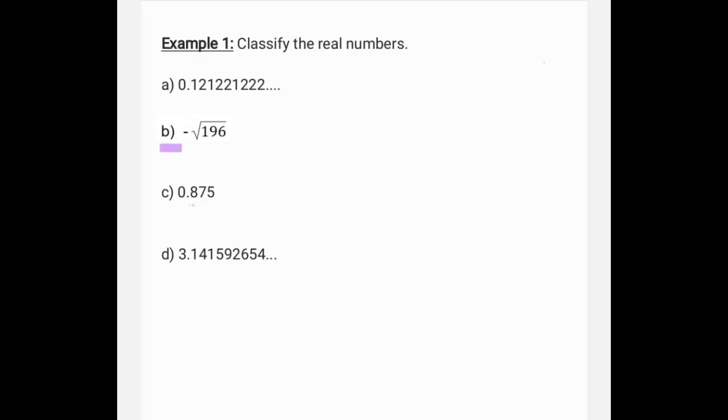Let's talk about B. Is B a rational or irrational number? In this case, it is a rational number, because if I take the square root of 196 and do a division ladder for this, we can start with a 2, and 2 goes into 196 98 times. Since 98 is not a prime number, we would do another round of the division ladder, and 2 would go into 98 49 times. 49 is not a prime number, so we would do 7.